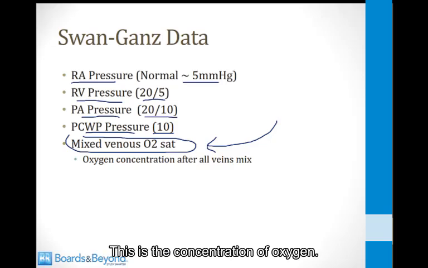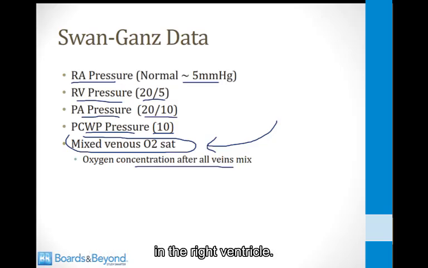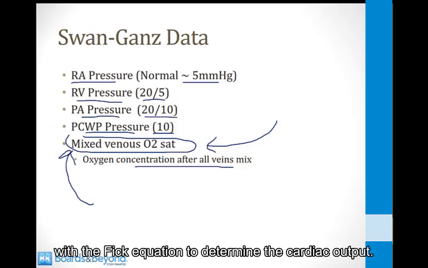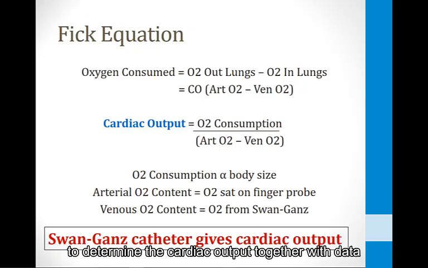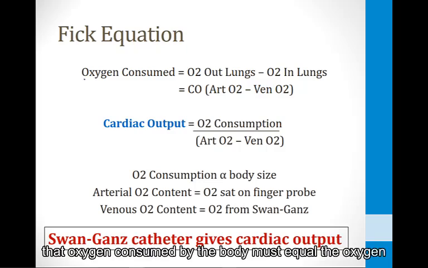This is the concentration of oxygen after all the veins in the body have mixed together in the right ventricle. And as we'll see in a minute, you can use this value with the Fick equation to determine the cardiac output. The Fick equation is an equation that can be used to determine the cardiac output together with data from the Swan-Ganz catheter.